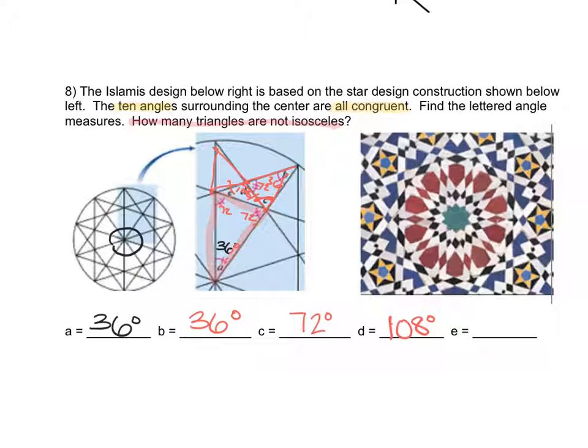All right, then they ask us how many triangles aren't isosceles. So we're going to look at all of the triangles that we know and see if we can find any that aren't isosceles. So this first one we found with letter A in it, right away it's marked isosceles. We know it's isosceles.